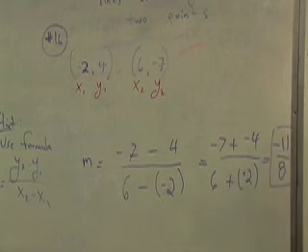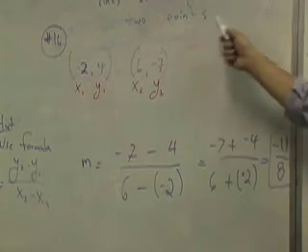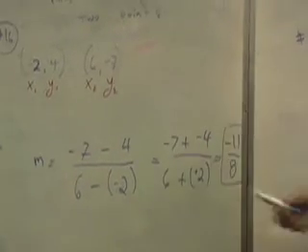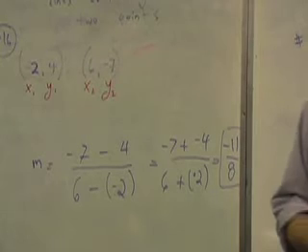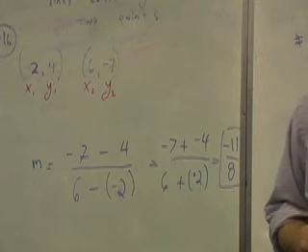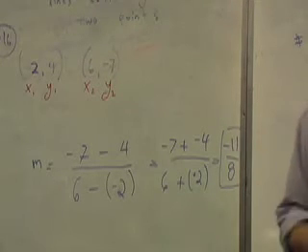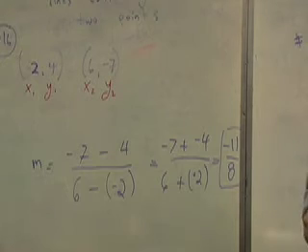Negative 11 over 8. And that's your answer. That's your slope. They ask you to find the slope of a line containing these 2 points. You've done it. Negative 11 over 8. So a lot of questions like that on page 321, which is part of your homework. Negative 11 over 8 is our answer.